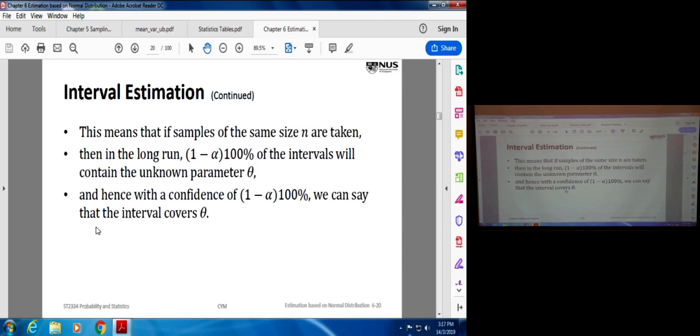If a sample of size n is taken repeatedly, say I have 100 samples and I do that 10,000 times, then in the long run, with probability 1 minus alpha, the interval will contain the true parameter. So if alpha is 0.05, then 95% of the time my confidence interval will contain theta, the true value.